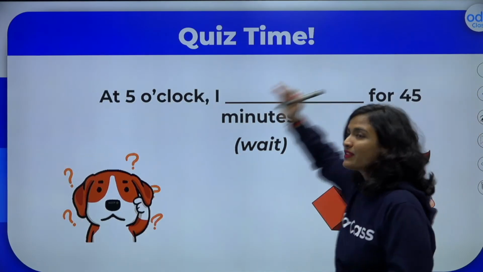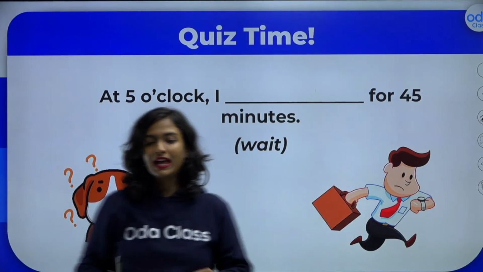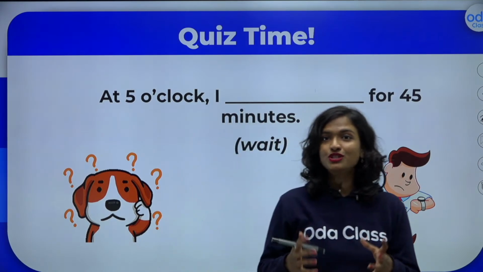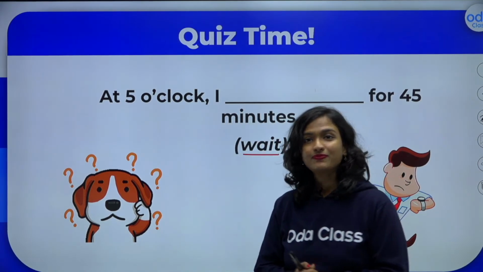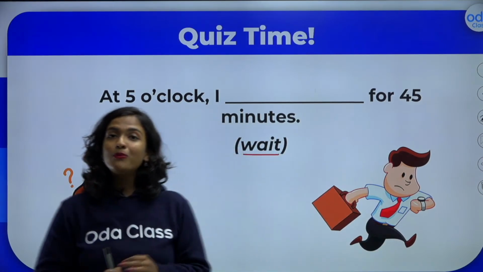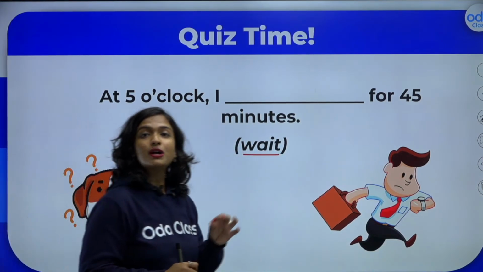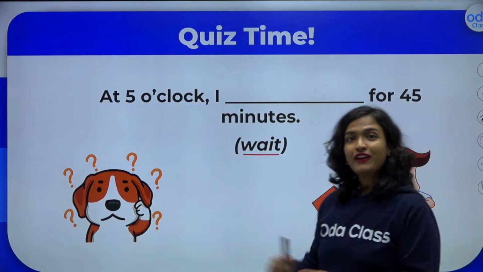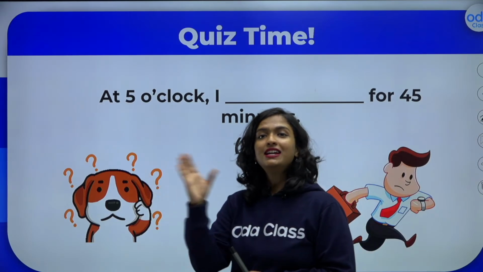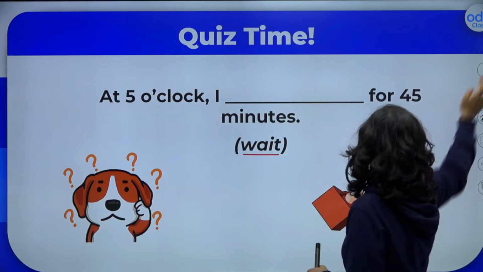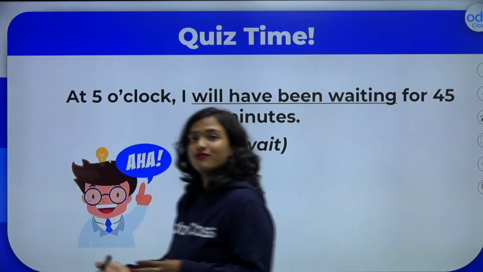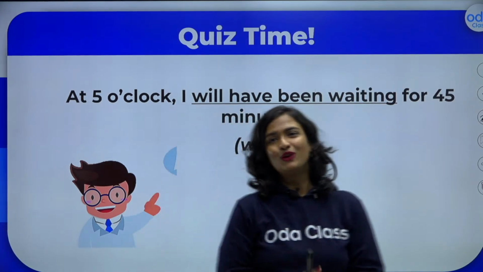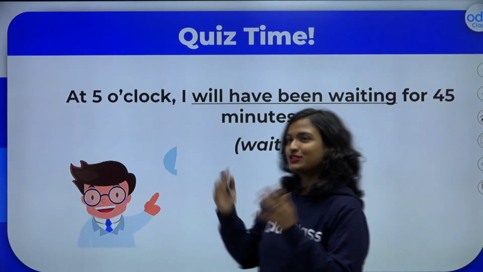Let's try, students. At 5 o'clock, I blank for 45 minutes. And the action word to be used here is wait. Tell me, kids, follow the same formula that we just used for our future perfect continuous tense and tell me the answer here. At 5 o'clock, I will have been waiting. Remember, we always start with shall or will, followed by have been, and then the ing form of the verb.